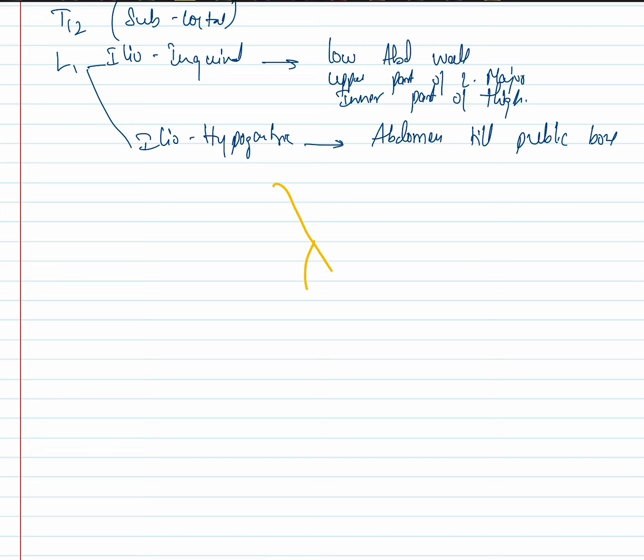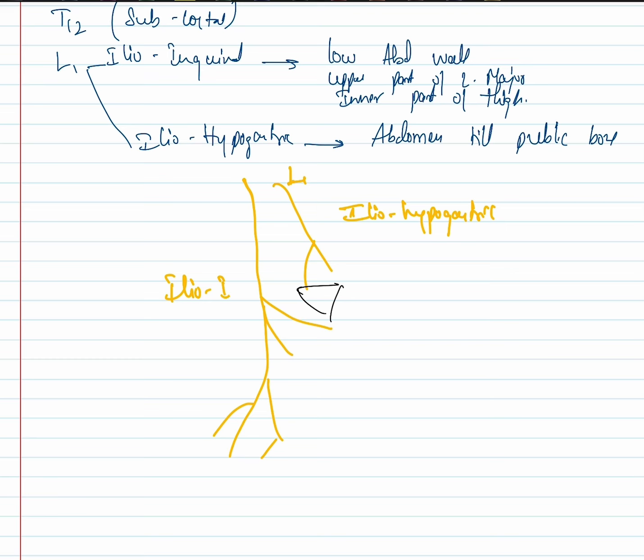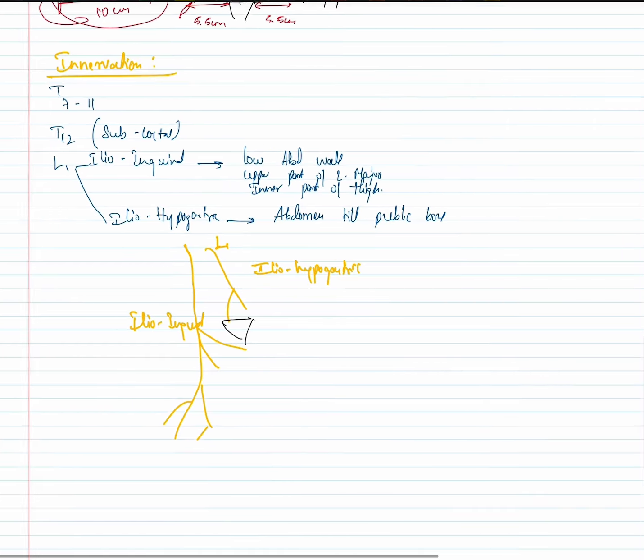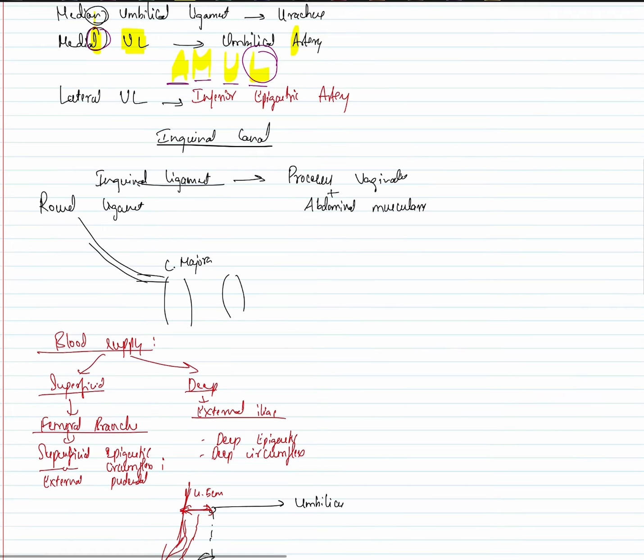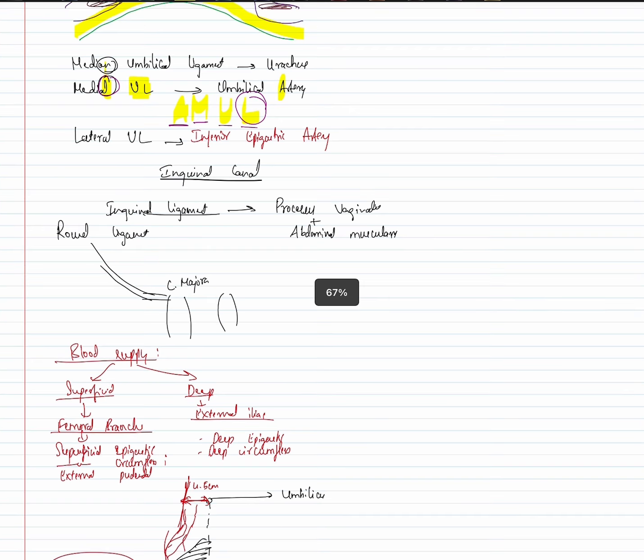This is your iliohypogastric. This is a pubic symphysis, and ilioinguinal will be like this, then going medially. This is your ilioinguinal. So this is the nerve supply and blood supply of your anterior abdominal wall.